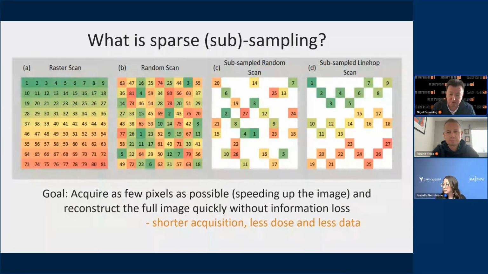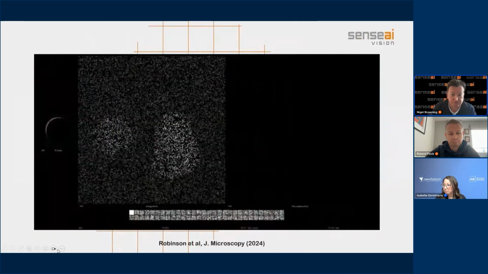So essentially, what we're going to be talking about today is applications of using this subsample scanning process to get faster acquisitions, shorter acquisitions, less dose, and generate less data, so it's quicker data transfer going forward. Isabella, next slide, if you can push that one on.